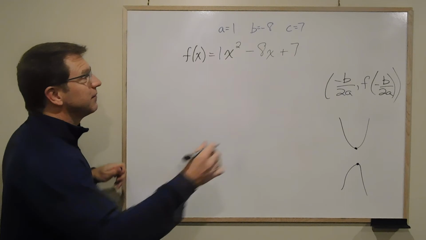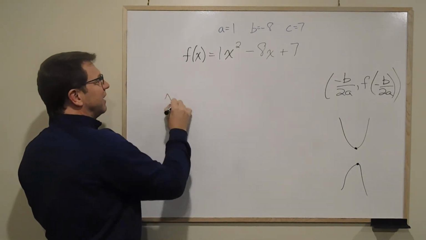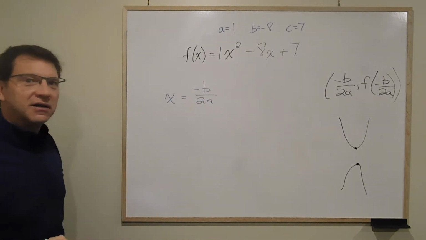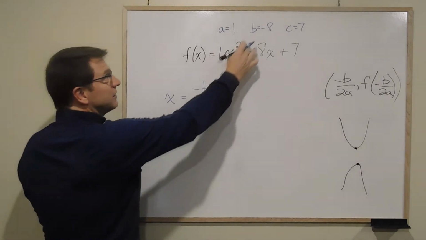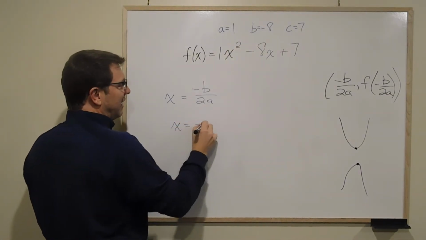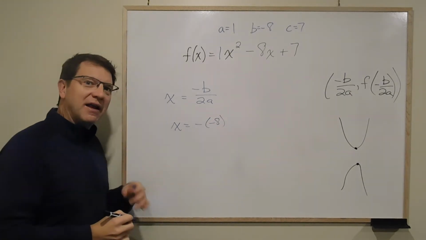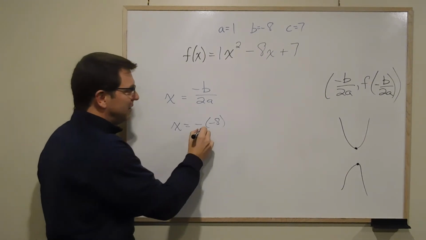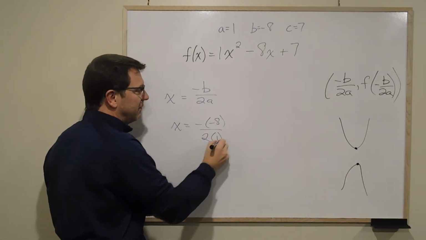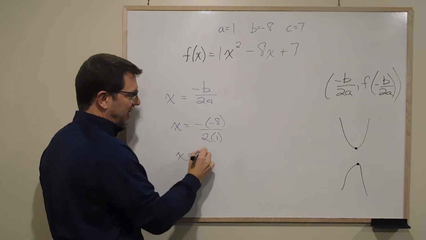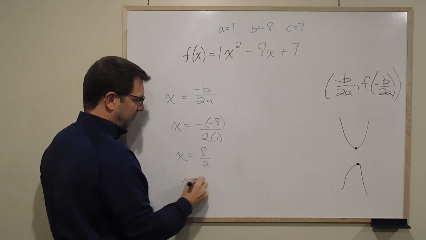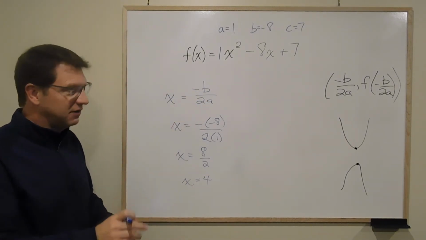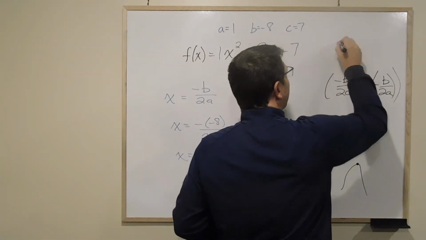And here's how it works. The x value at the vertex is equal to negative b over 2a. That's how I find the x value at the vertex. Be careful with that negative sign, because b itself is negative 8, and there's a negative in the formula, over 2 times 1. So x equals 8 over 2, or x equals 4. You use this little formula to find the x value of the vertex. So the x value is 4.